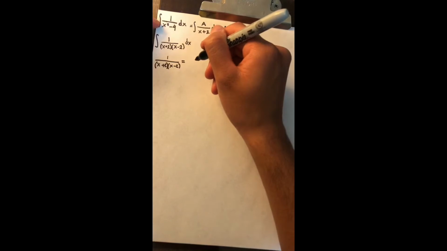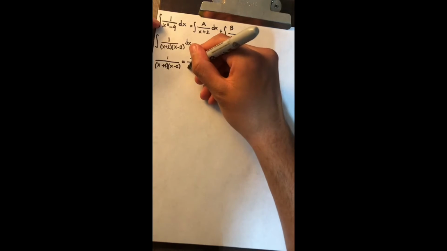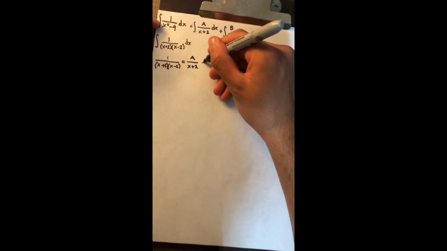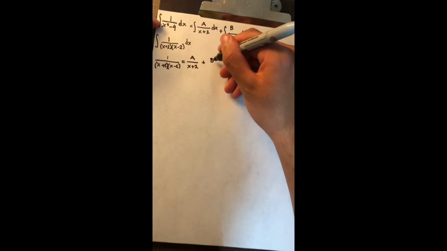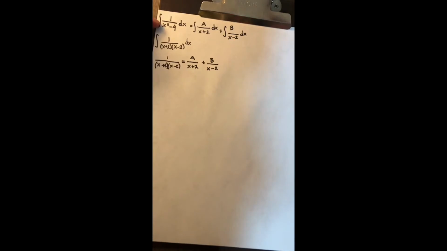And we're going to set it equal to a over x plus 2 plus b over x minus 2. And now if we calculate the values of a and b, then we can use that to find the indefinite integral of these two expressions.